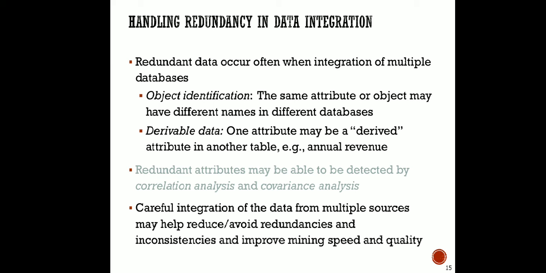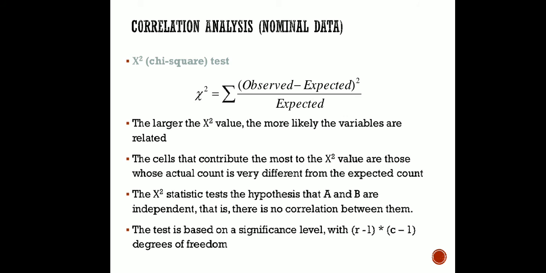Derivable data: one attribute may be a derived attribute in another table. Say in one table we just have age as a value, while in another table only date of birth is mentioned. We have to come up with the age of the person by using the current date. So in one place it is derived, but in the other place it is the original attribute. These are the problems that may occur. These redundant attributes may be detected by correlation analysis and covariance analysis. We are going to learn these two topics in detail.